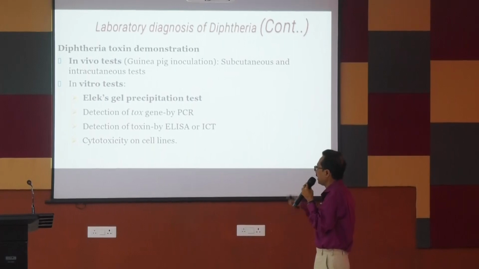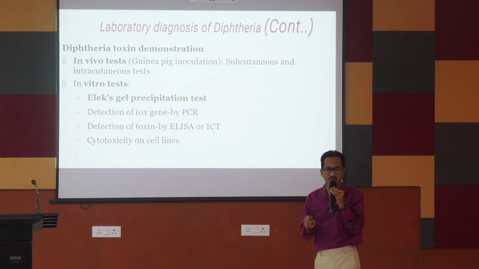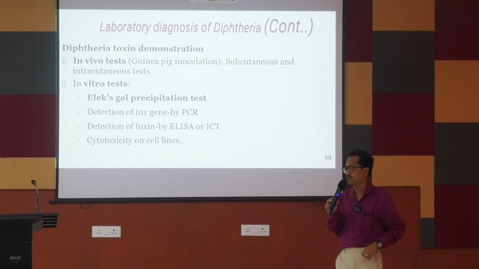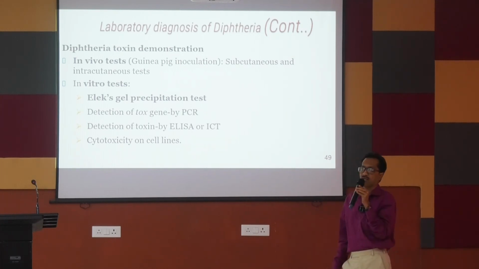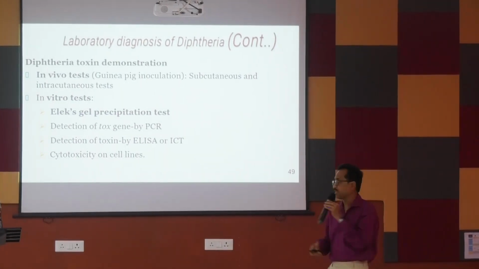Next, the in vitro test, the Elek gel precipitation test. Remember this term, Elek gel precipitation test. What type of test is this? This is a gel electrophoresis test. Have you read the serological tests? Ouchterlony, double diffusion, double dimension test. If you don't remember those hard terms, just remember it is a gel electrophoresis test, that is the Elek gel precipitation test.